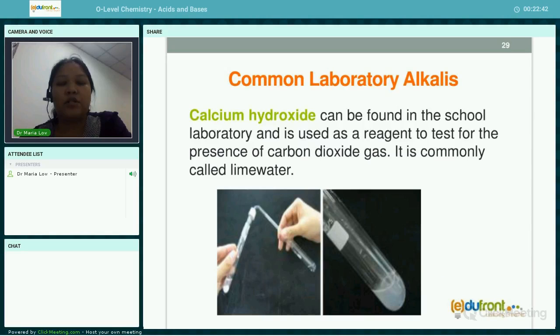And finally, we have our calcium hydroxide. Calcium hydroxide can be found in the school laboratory, where it is used as a reagent to test for presence of carbon dioxide gas, also commonly known as lime water. So we can see below how the lime water actually has a white precipitate being formed inside it when carbon dioxide gas is bubbled through it.